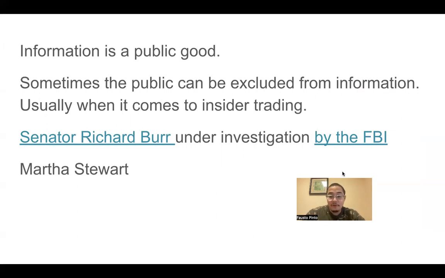This famously happened to Martha Stewart, who was in the boardroom meetings and knew they were going to make a decision that was going to affect the price. She went around trying to make more money than what she already had, and had to go to jail for a couple months or a couple years. I don't remember how long.